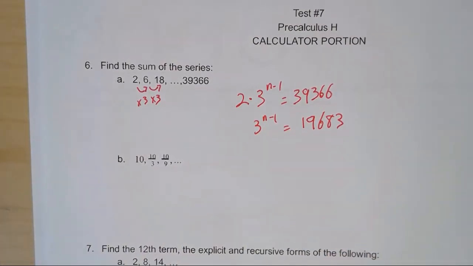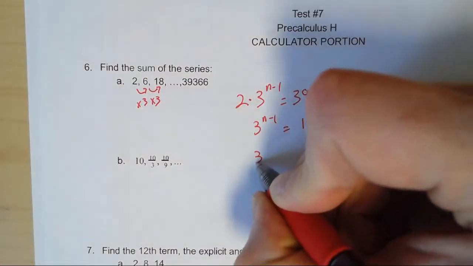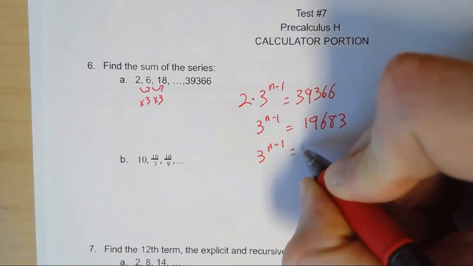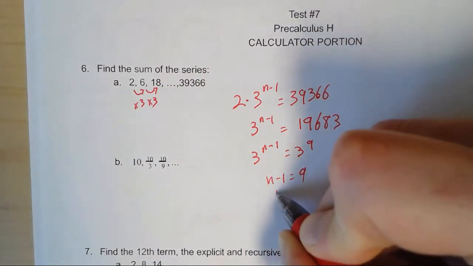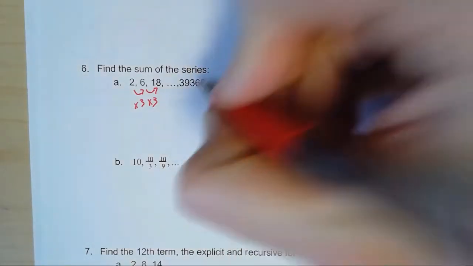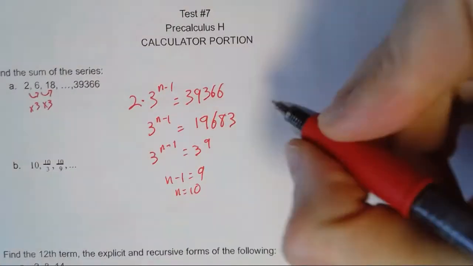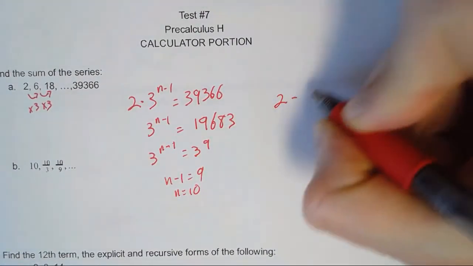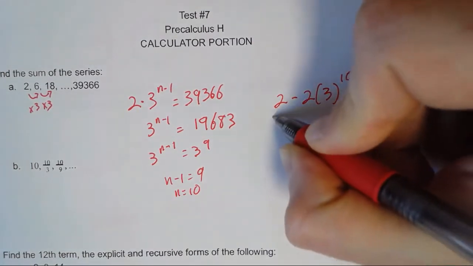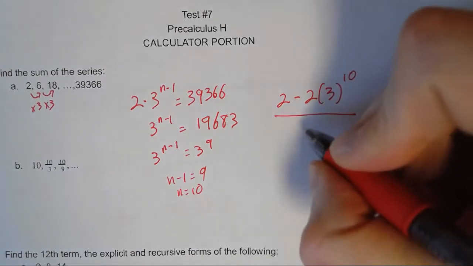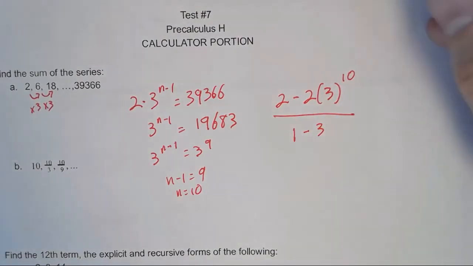Now this should be a power of 3. This is why we have our calculators, because this is much bigger than any power that we're used to seeing. And so this is equal to 3 to the 9th. So that means n minus 1 equals 9, so n equals 10. So this is the 10th term. So now to find the sum here, we take the first term, 2, minus the first term, 2, times the common ratio, 3, to the 10th power, that's the number of terms, and we divide by 1 minus 3, the common ratio.